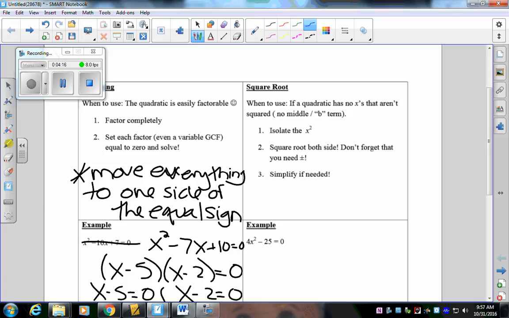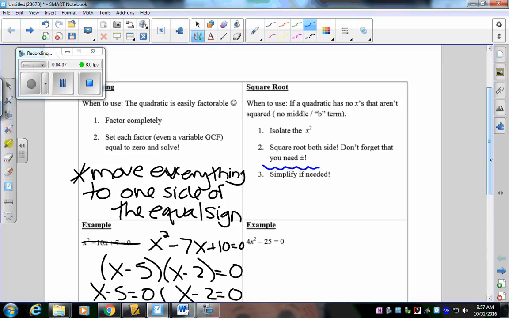So what we want to first do is isolate the x squared, undo any addition or subtraction or multiplication or division that is by your variable, and then square root both sides. Please don't forget that you need to take the positive and negative square root. Remember, a quadratic should have 2 solutions.